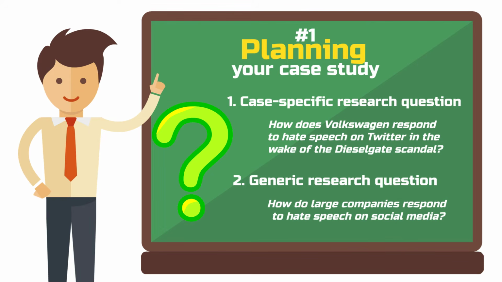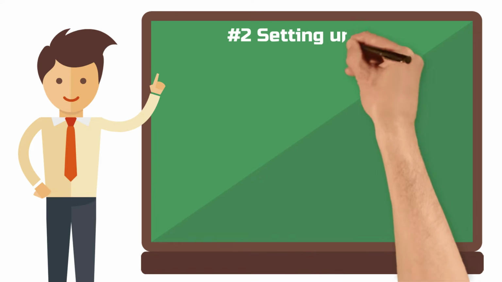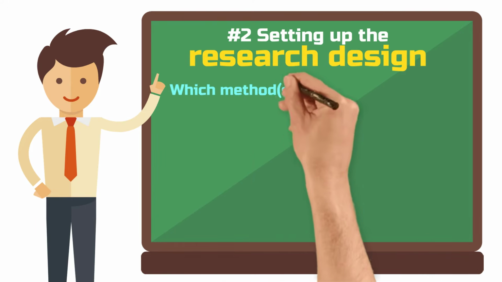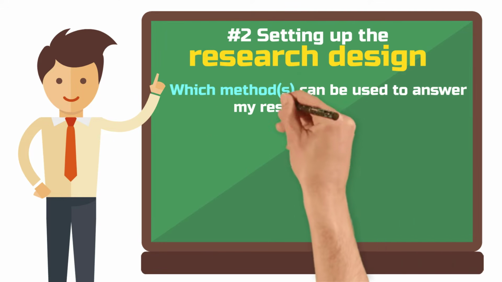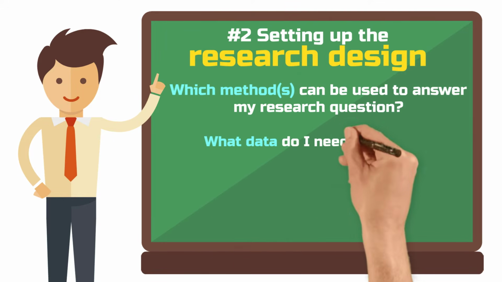Both approaches are possible and have their advantages and downsides. The research question should always be discussed with your supervisor. Step 2. Setting up the research design. The crucial questions here are: which method or methods can be used to answer my question? And what data do I need for that?